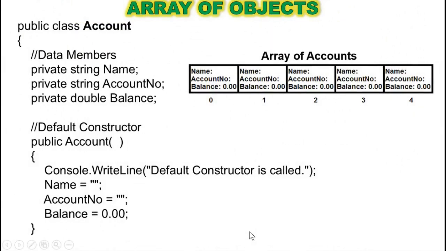Let us learn the code to set up an array of objects. It is convenient to apply an array of objects when the number of objects to create is more than 3. Sometimes we need an array of objects.